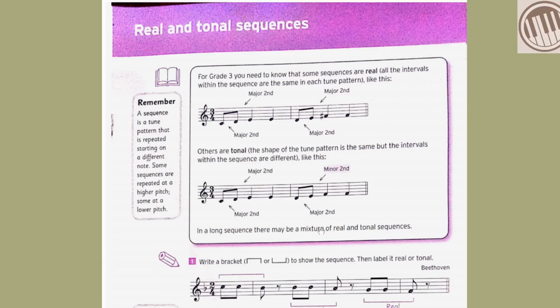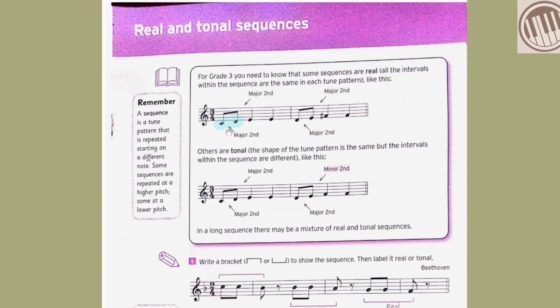Today we're going to take a look at page 31 and page 32, and we're going to learn about the real and tonal sequences. If you can remember, we learned about a sequence in grade 2. A sequence means a pattern of notes that keeps moving up or down from the same intervals. As you can see in the examples given below, a real sequence means that you will have the same type of intervals and the numbers.